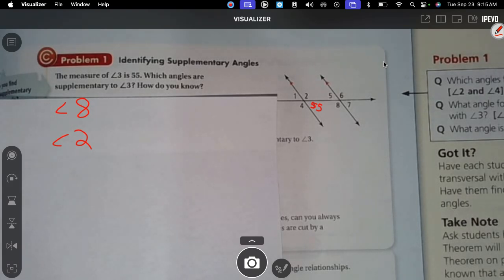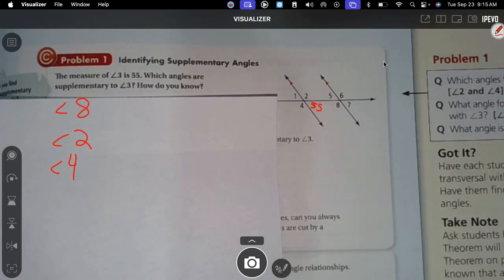Angle 5? Are you talking about a pair? A linear pair. What adds to 180? 5 and 8? No. With angle 3. Angle 4. Angle 8 and 3 are supplementary. Angle 2 and 3 are supplementary. Angle 4 and 3 are supplementary. Does everybody see those things?